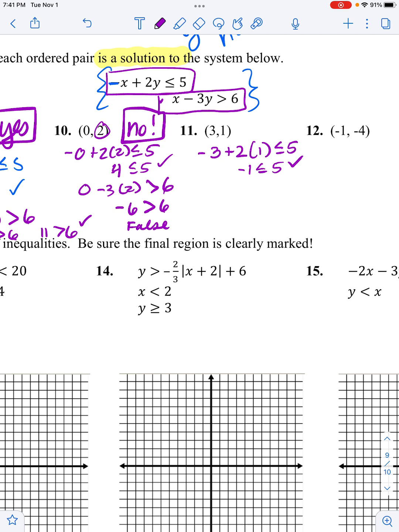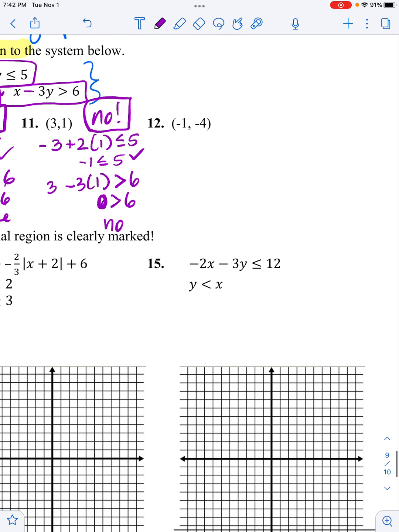Let's put the x, which is 3, in, plus 3 times my y, which is 1, and see if it's greater than 6. This one's kind of tricky because I get 6 is greater than 6, but it's not greater than or equal to. Oh, actually, I copied that as a plus. This should have been a minus. It should have been my 3 minus 3y. And so I actually end up with 0, which is still not greater than 6. So this part is a no. And that makes the whole thing a no, because if it doesn't work in both, then it's not a solution.